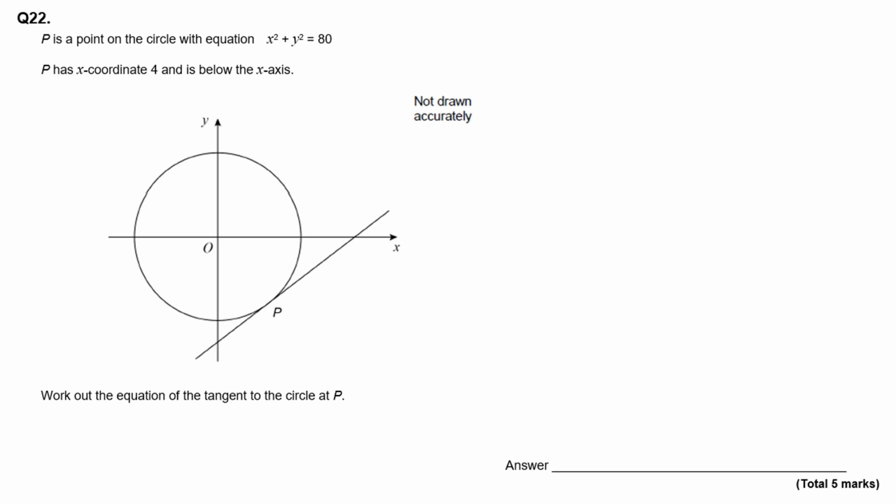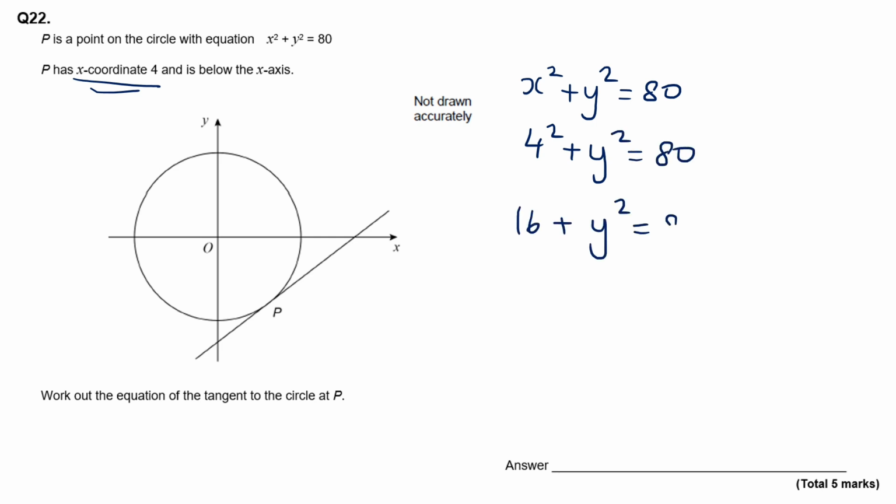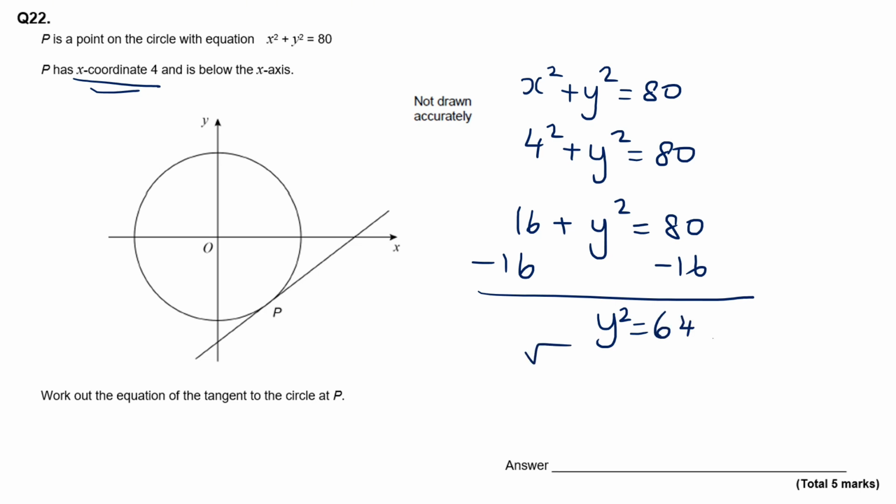Okay, so if I know the x coordinate is 4, I could substitute that in to find out the y coordinate. So that's going to be 4 squared plus y squared equals 80. 4 squared is 16, plus y squared is equal to 80. Take 16 away from both sides, that's going to give me 64. Square root both sides will give me y to be plus or minus 8. But since we know the x coordinate is 4, my y coordinate has to be negative, where P is positioned. It has to be negative, so I'm going to use negative 8.